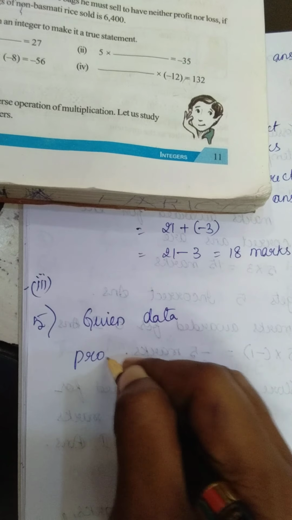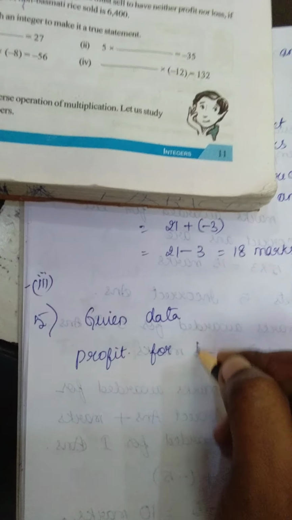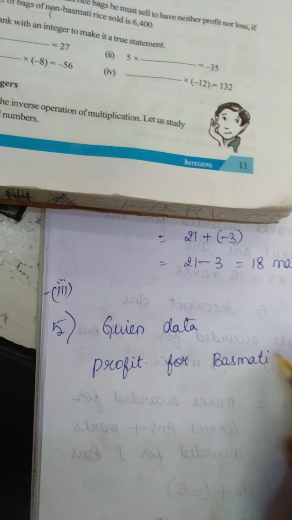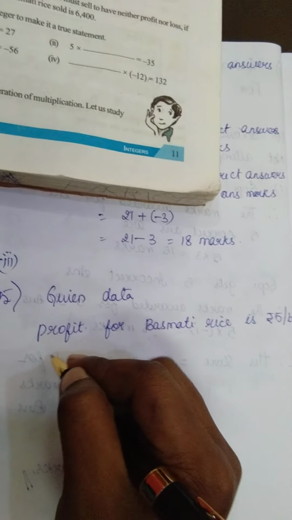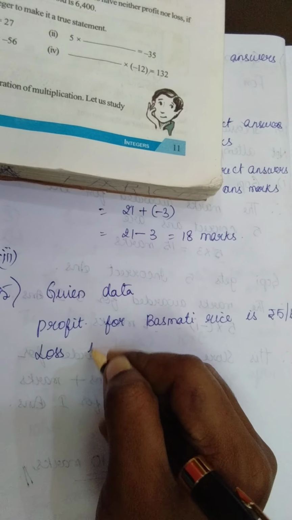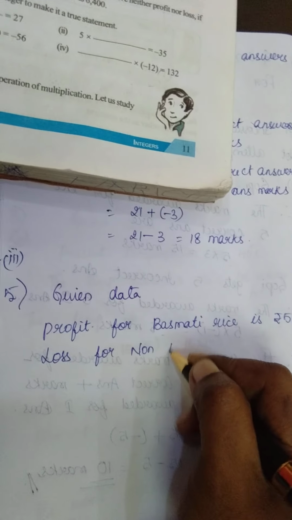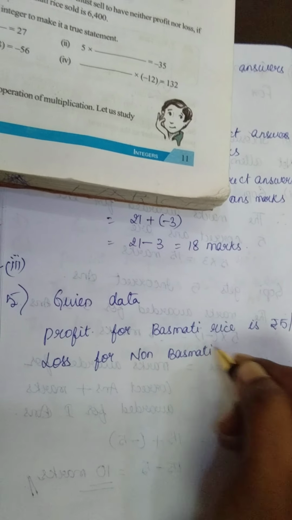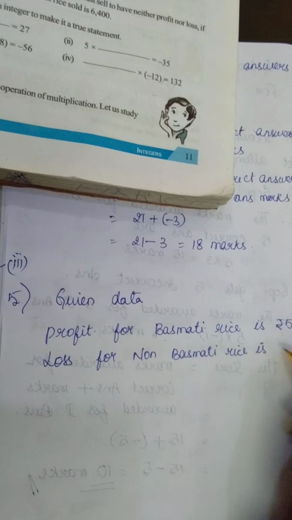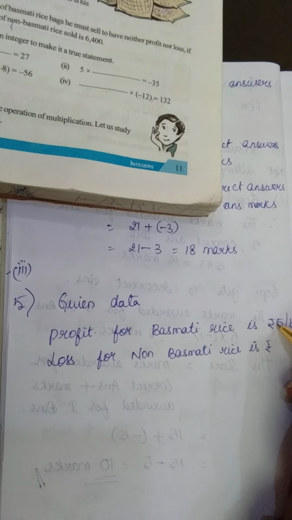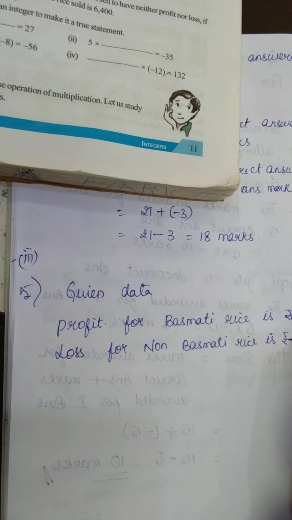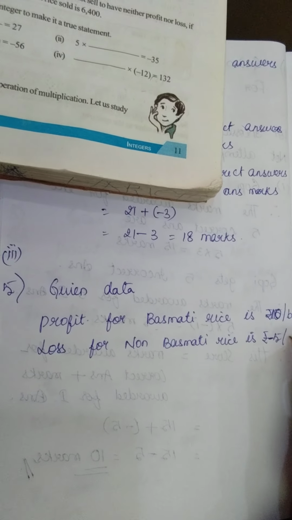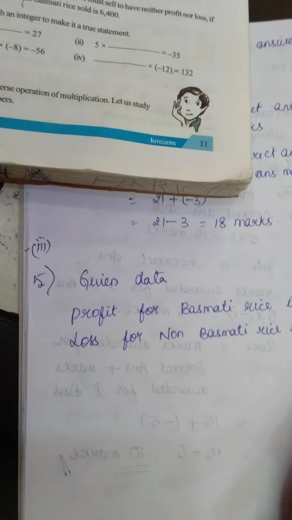Okay, profit for basmati rice is rupees 5 per bag. Next, loss for non-basmati rice is rupees 10. Okay, profit is rupees 10 and loss is minus 5. Loss in the sense you have to put a minus. Okay, per bag, minus 5 per bag.